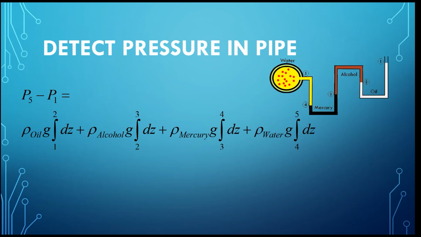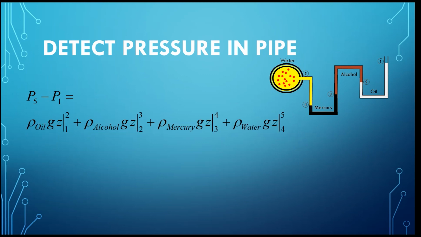Now what's left inside the integration is just the depth z. Our knowledge of calculus tells us that the definite integral can be written as the difference of z between 2 and 1, between 3 and 2, between 4 and 3, and between 5 and 4, respectively for these 4 sections. Please pay attention. Here z is the depth, not the height, so the lower one point is, the larger value of depth it has.